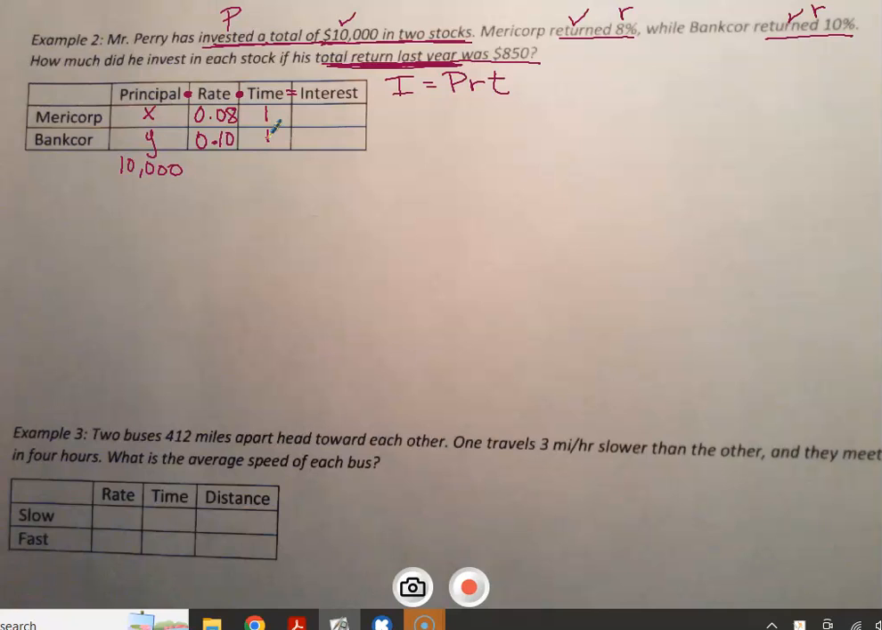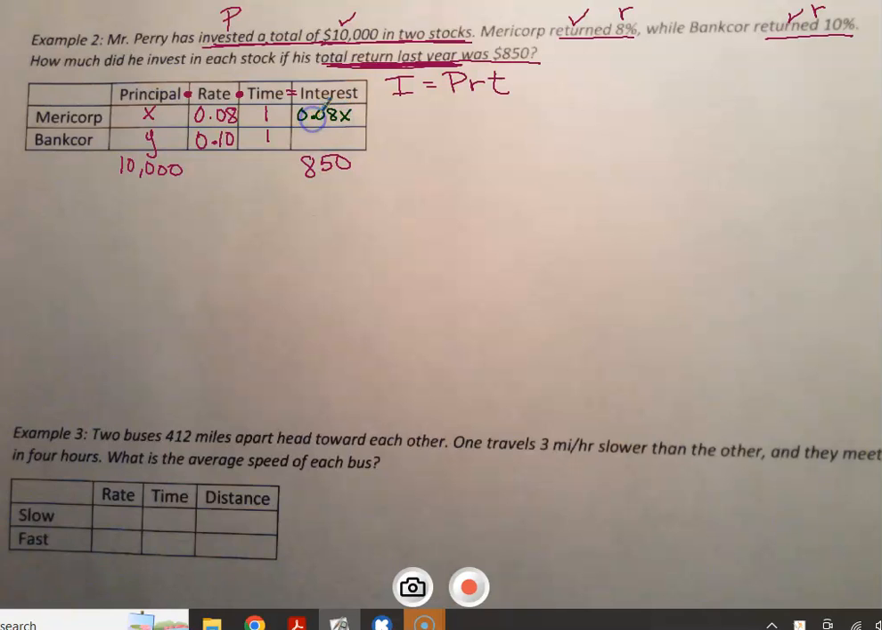And so we don't know what his interest for each one was. It's kind of like it was with the total of $10,000, but we do know that it was 850. So I'm just going to write 850 down here because that was the total interest. All right, so our interest column is blank. But to find it, we're going to take our principal times the rate times the time to get our interest. So this is going to be x times 0.08 times 1.